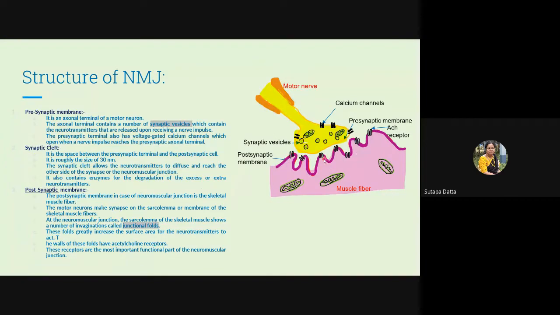It is not required by the cell. So what to do? For that, the neurotransmitters which are not required at that moment will be degraded by an enzyme known as acetylcholine esterase. Acetylcholine esterase will remove the leftover acetylcholine present in the synaptic cleft whenever there is no stimulation. You can see here, I have written, it also contains enzymes for the degradation of excess or extra neurotransmitters.